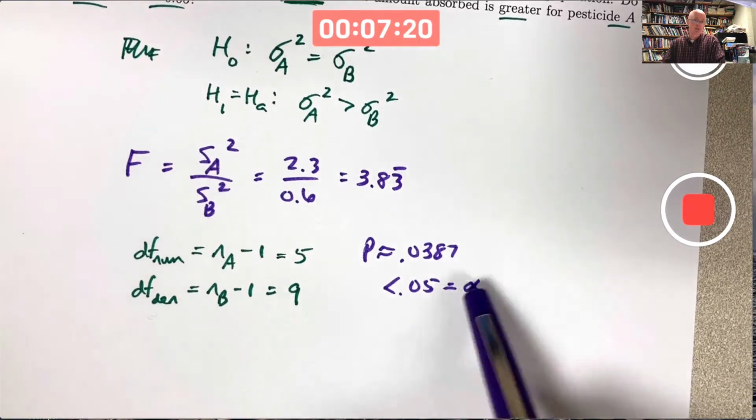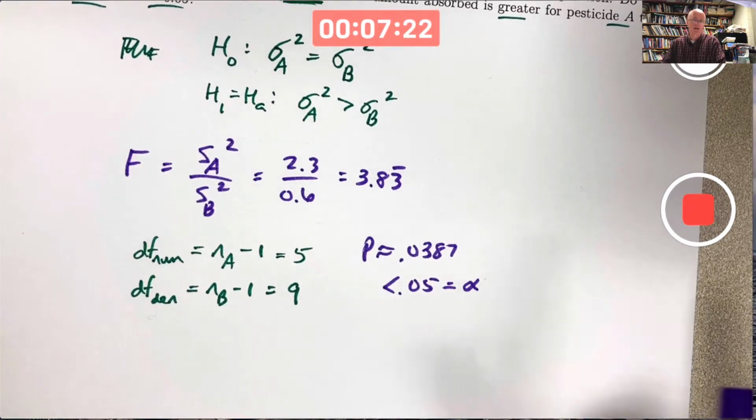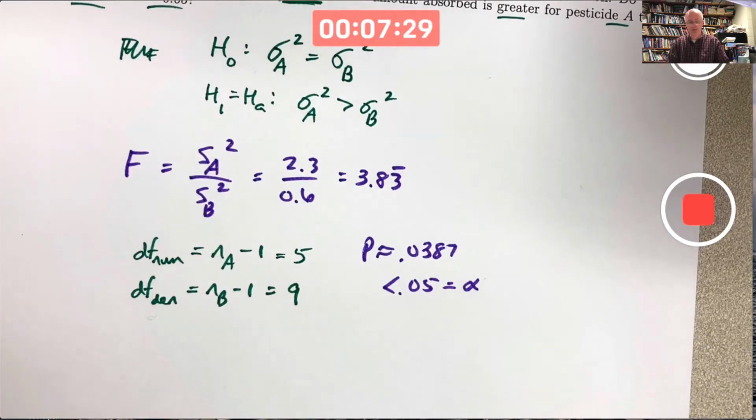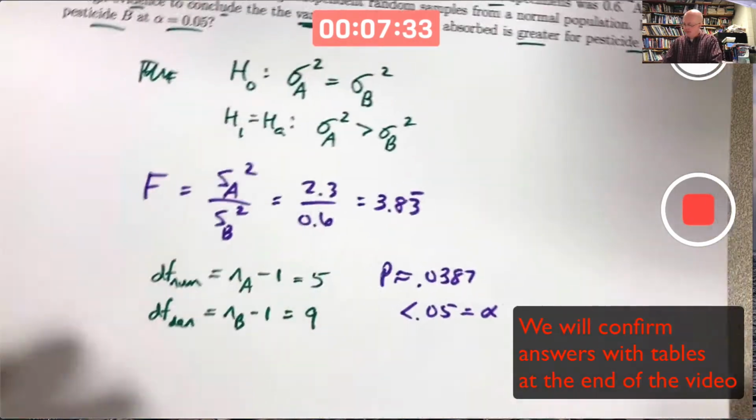This is not less than 0.01. So if alpha were 1%, we would not reject the null. It would not be statistically significant at that level. Again, alpha is the probability of a type 1 error. Okay, so that's the first problem. That's comparing variances. Now let's do the second problem, comparing means.